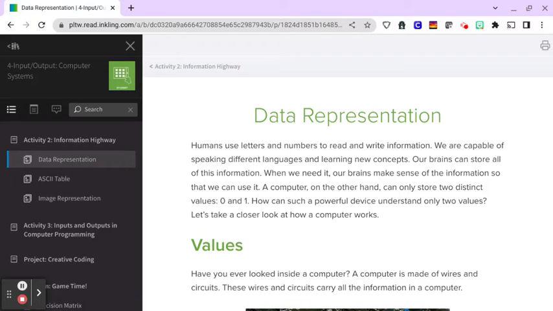Data representation. Humans use letters and numbers to read and write information. We are capable of speaking different languages and learning new concepts. Our brains can store all of this information. When we need it, our brains make sense of the information so that we can use it. A computer, on the other hand, can only store two distinct values, 0 and 1. How can such a powerful device understand only two values? Let's take a closer look and see how a computer works.